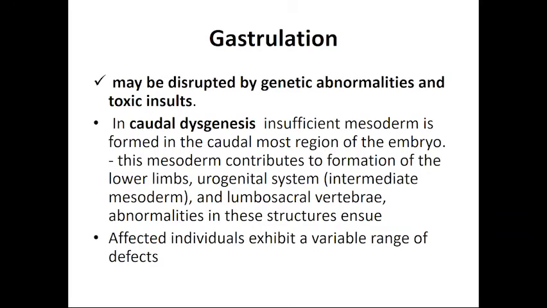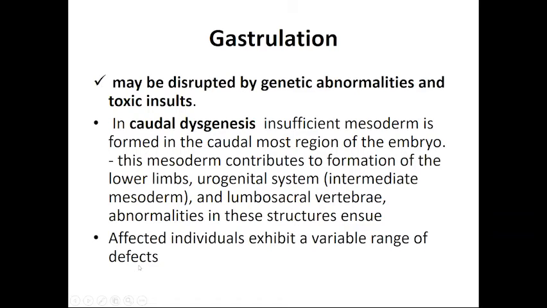That is, the development of the brain is not there, it is hollow. So all these abnormalities can be there. Any germ layer can be affected. Gastrulation may be disrupted by genetic abnormalities and toxic insults. Caudal dysgenesis is when insufficient mesoderm is formed in the caudalmost region of the embryo. This mesoderm contributes to the formation of the lower limb, genitalia, all these things.